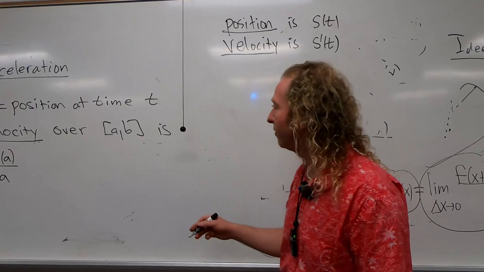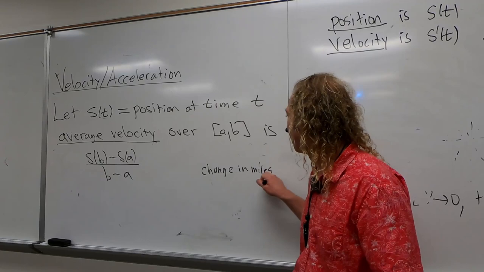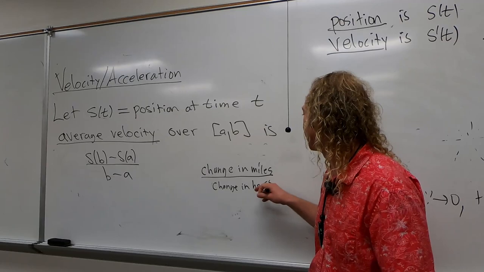You can think of I-4 when you're driving, right? The speed limit's always miles per hour, so it's like the change in miles over the change in hours, right? Just thinking of I-4 because I drove there today. It's really dangerous. So change in miles.